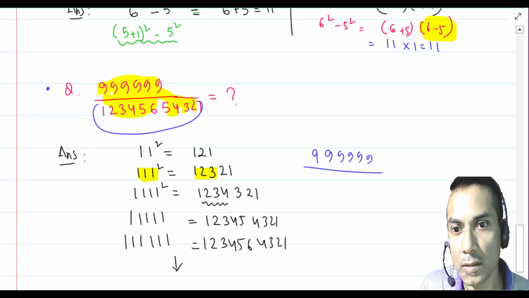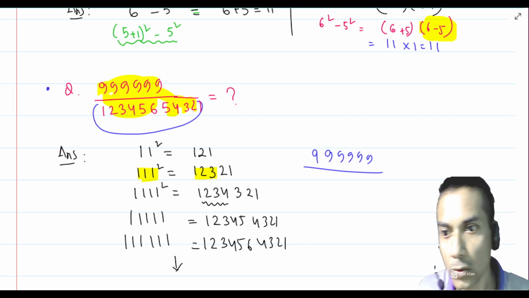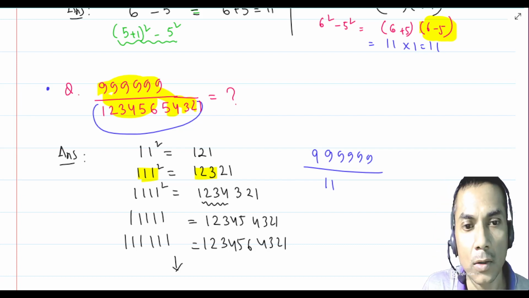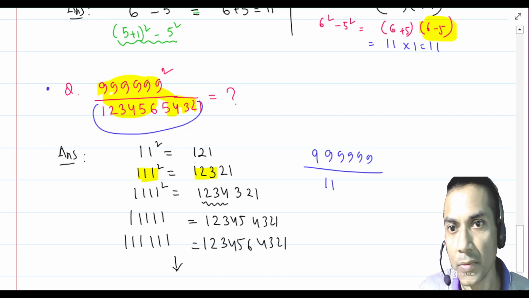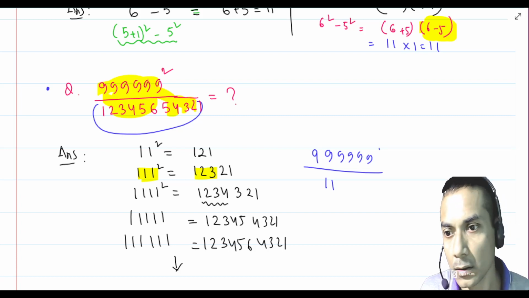The question was like this. What was the question? Let's check the question. The question was a square. Okay, so here this value square, and you can replace it with 1 2 3 4 5 6. So 6 ones: 111111 square.